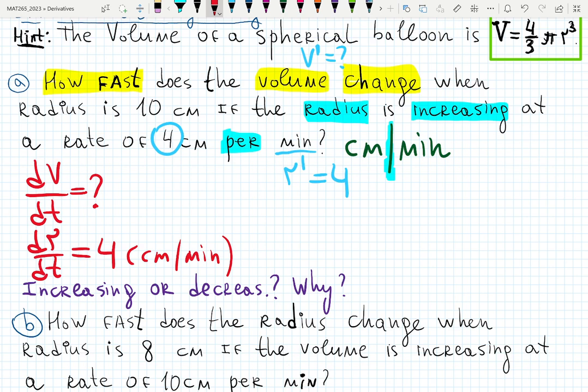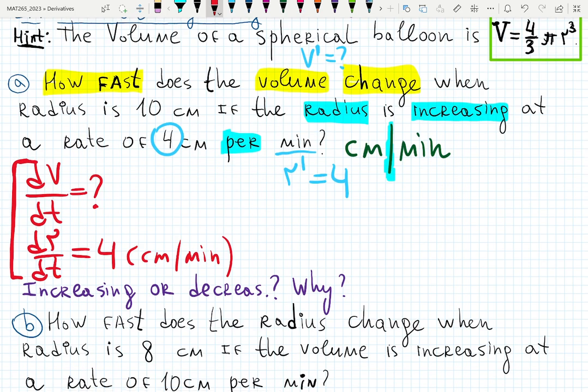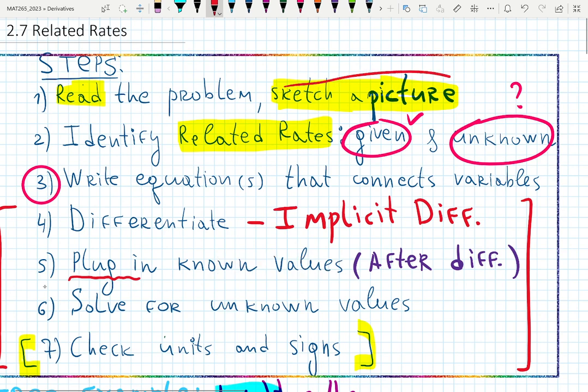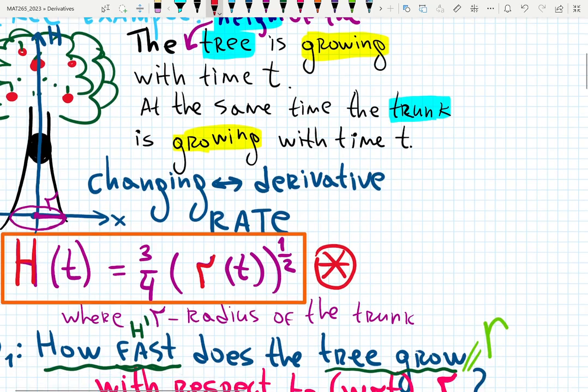And then as a student, you see one more number. And usually if there's a number missing, then probably we need to use it. So before we write down the other number, those two are related rates. Here they are. One rate is given. Let's go back to my table. Sketch the picture. Okay, I'm gonna sketch the balloon. That's actually not very necessary in this case. Identify related rates. One is given, the other one is unknown. We did. Write down the equation that connects them.